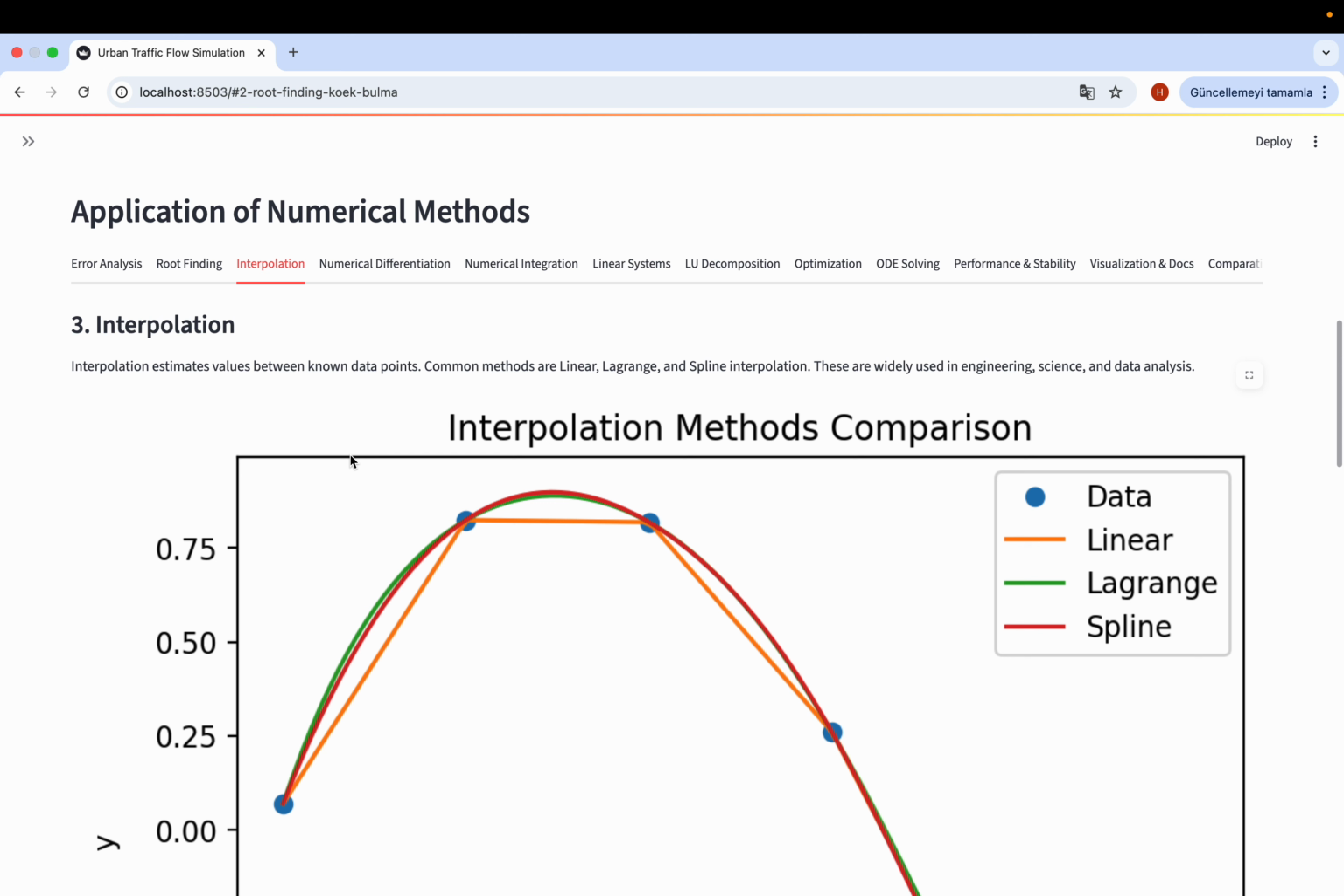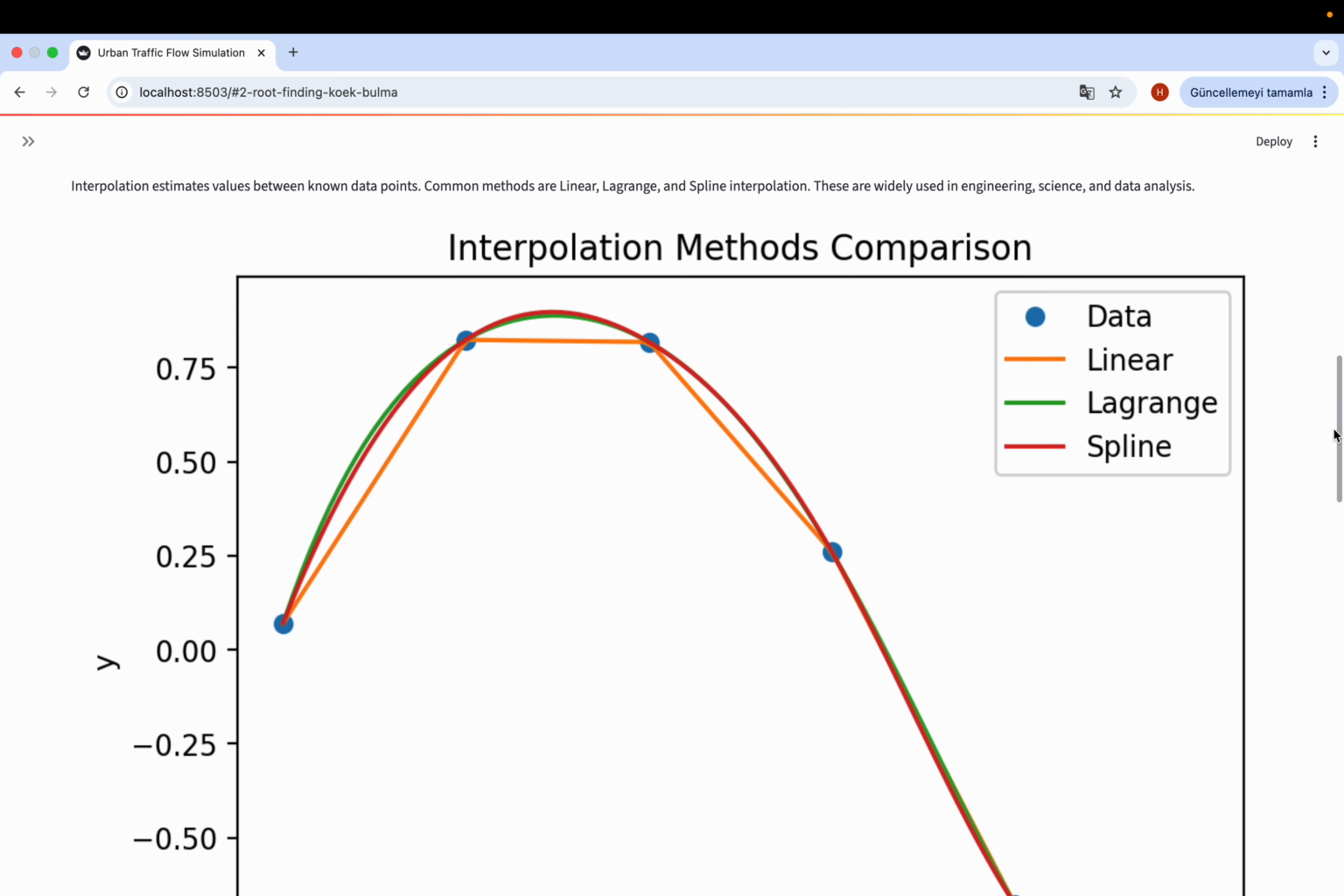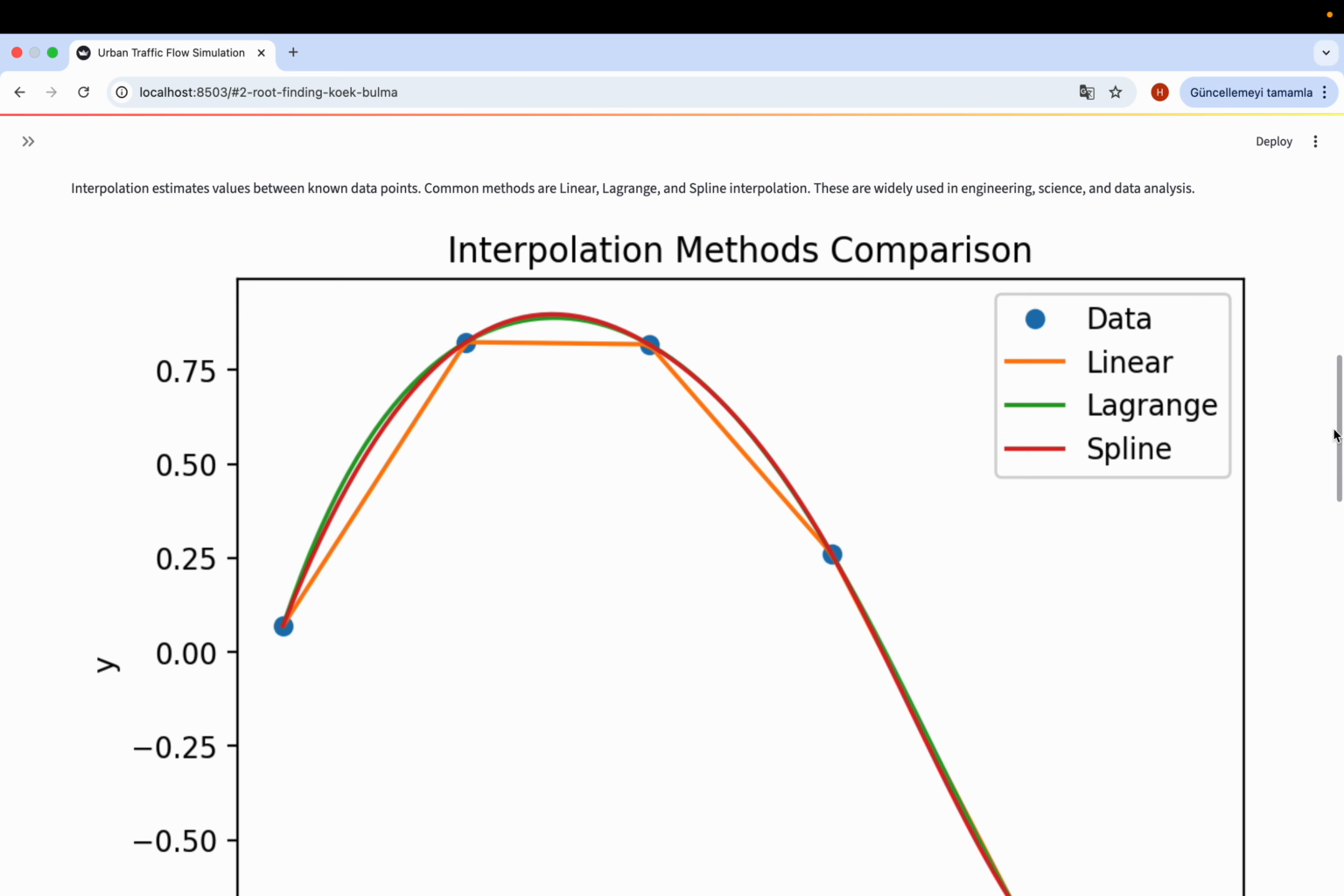We implemented Lagrange polynomial interpolation and cubic spline interpolation. As you can see, graphs and data: linear, Lagrange, and spline. Interpolation estimates values between known data points. Common methods are linear, Lagrange, and spline interpolation. These are widely used in engineering, science, and data analysis. You can see this graph, interpolation methods comparison.